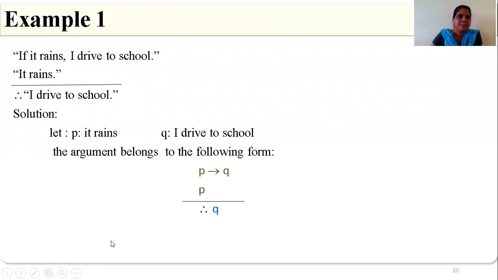Here are some examples. If it rains, I drive to school. This is one premise. It rains is the second premise. Therefore, I drive to school is the conclusion here.